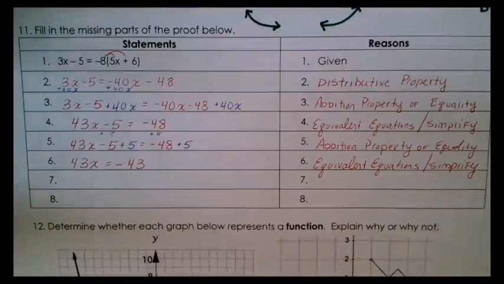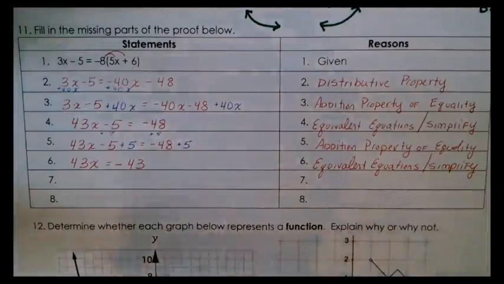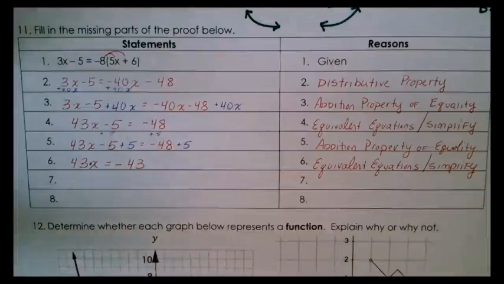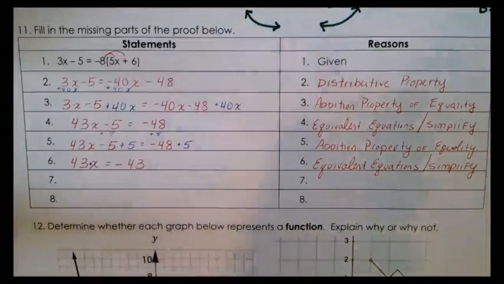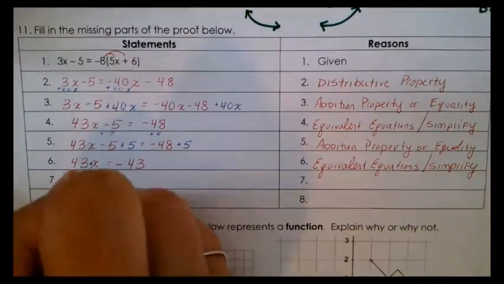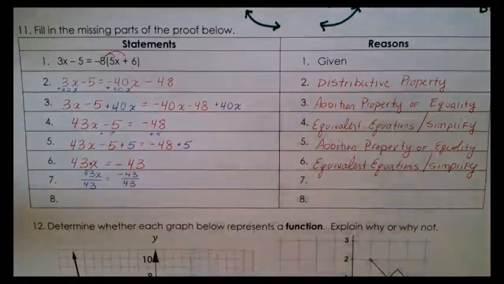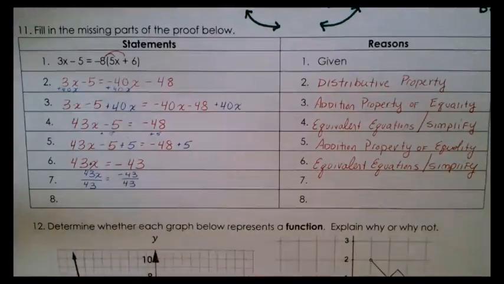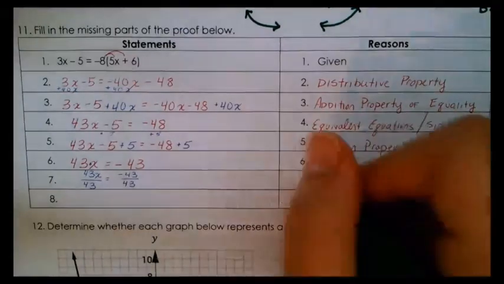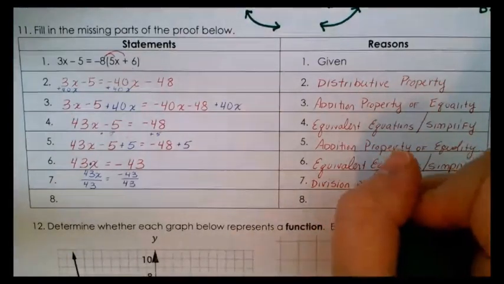Step 7. Now I want to get x by itself. So I want to get rid of the 43 in front of it. So what I want to do is I want to break up the multiplication here by dividing both sides by 43. So I'm going to write 43x divided by 43 equals negative 43 divided by 43. I have to do the same thing to both sides. Now the question is, what am I doing? Well, I'm dividing. So for number 7, I'm going to write down division property of equality, since I'm dividing both sides. Division property of equality.